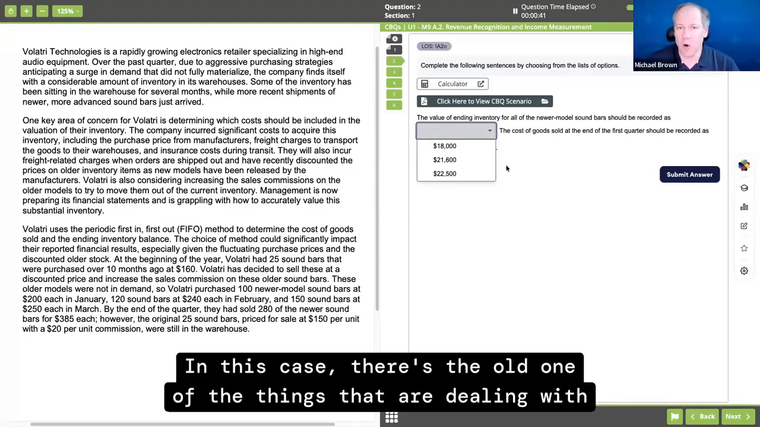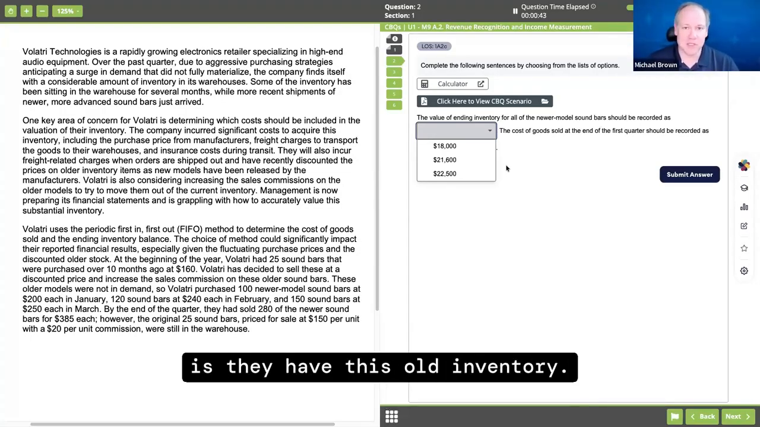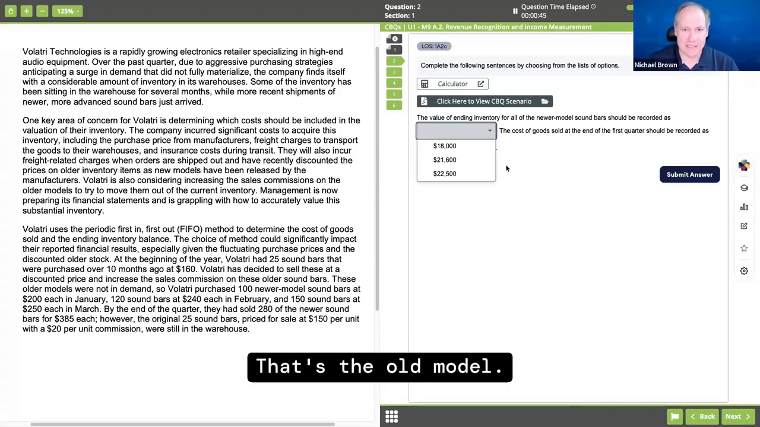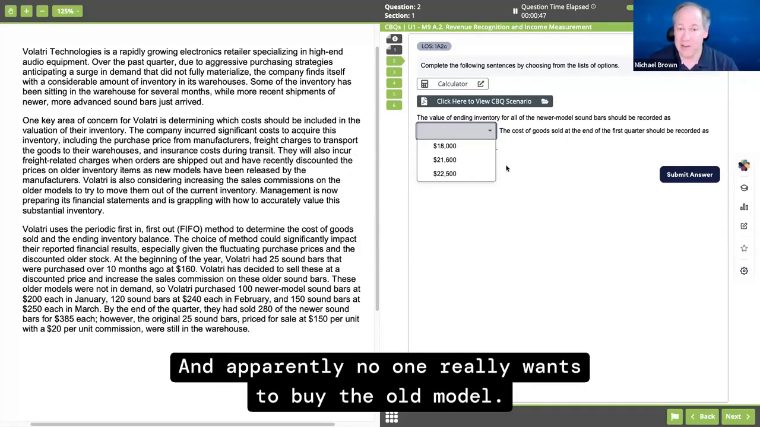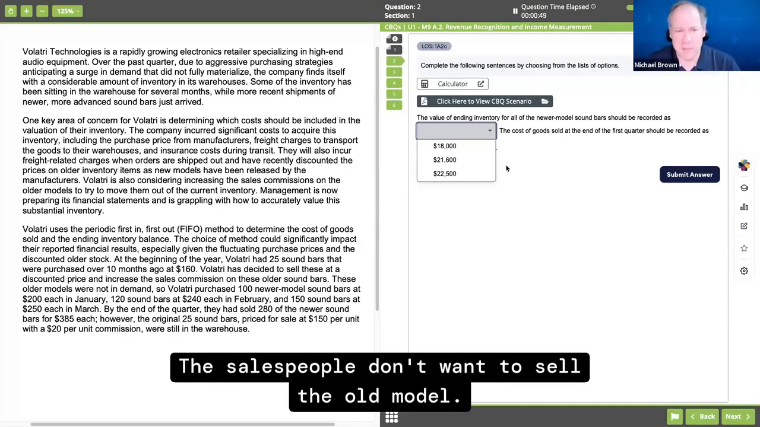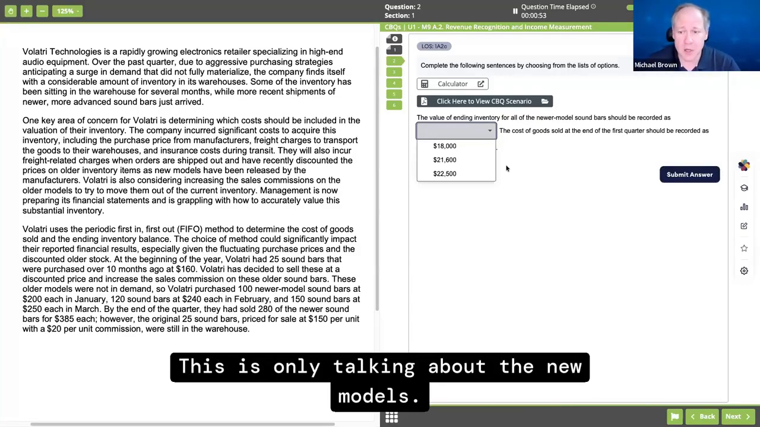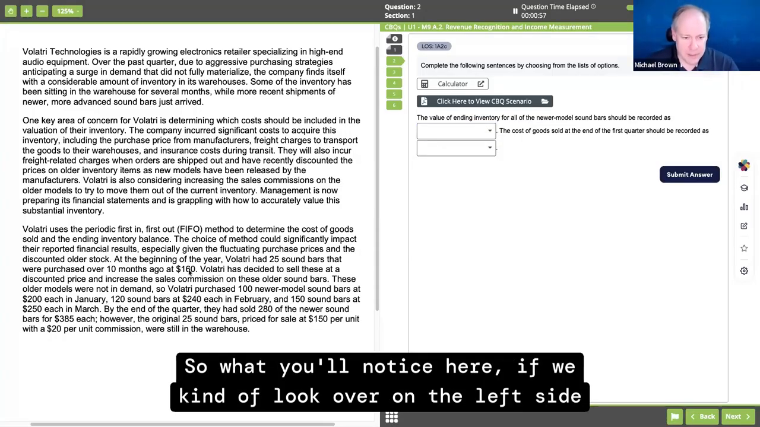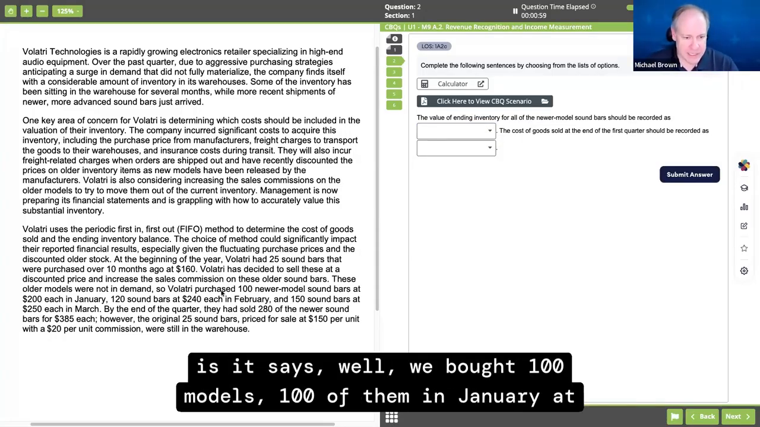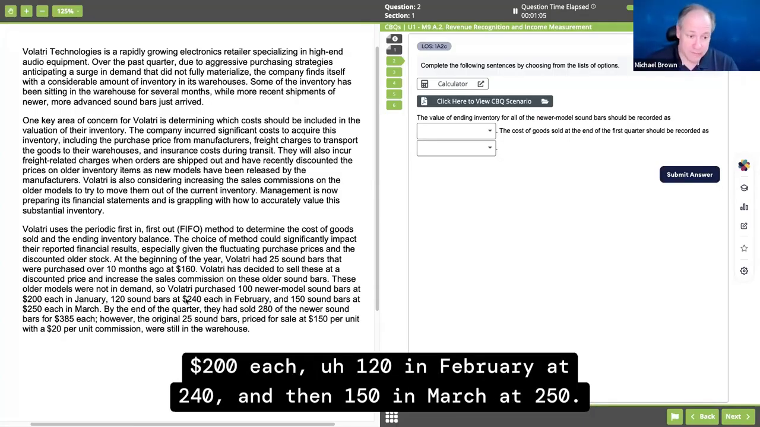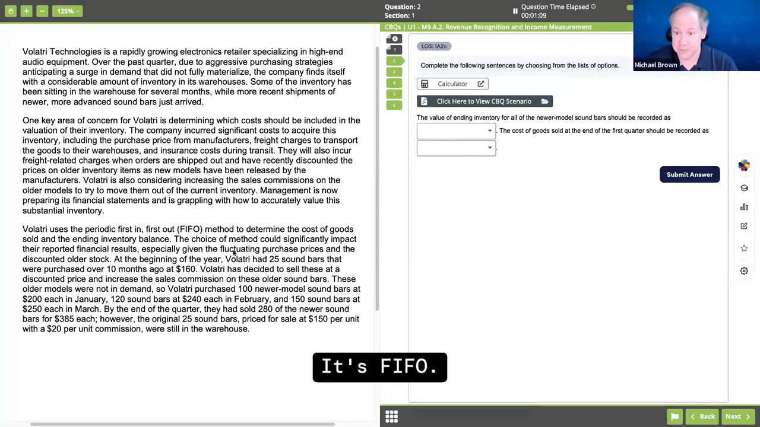In this case, one of the things that they're dealing with is they have this old inventory. That's the old model. And apparently no one really wants to buy the old model. The salespeople don't want to sell the old model. So it's just been sitting there. This is only talking about the new models. So what you'll notice here, if we look over on the left side, is it says, well, we bought 100 models, 100 of them in January at $200 each, 120 in February at $240, and then 150 in March at $250. It's FIFO.